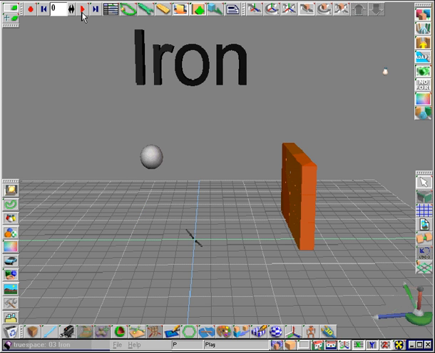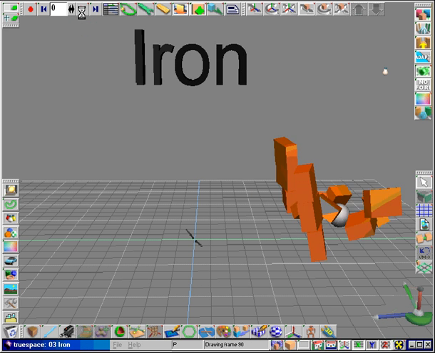Iron is good for objects that need to be heavy. Because iron is denser than other attributes, its weight makes it ideal for smashing apart other objects.